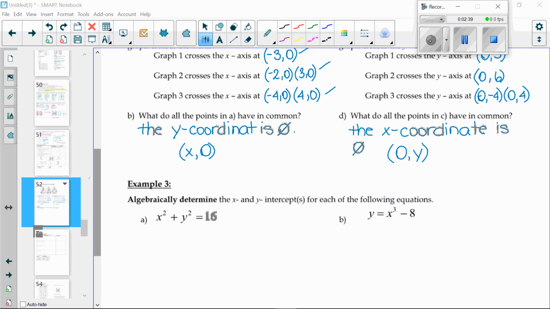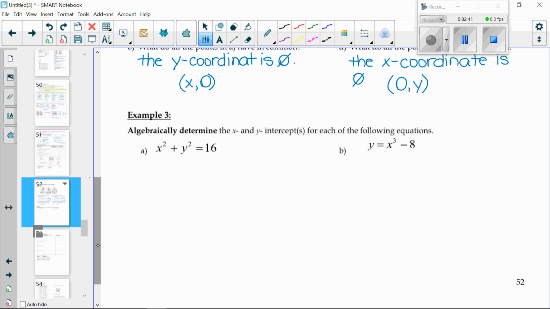All right, so now we're going to algebraically determine the x and y intercepts for each of the following equations. Okay, so let's say I want to find my x-intercept. I know that it needs to be written as x and 0. Okay, that's the x-intercept. So what I have to do is plug in 0 into the y. So I'm going to have x squared plus 0 squared equals 16. Well, that just gives me x squared equals 16.